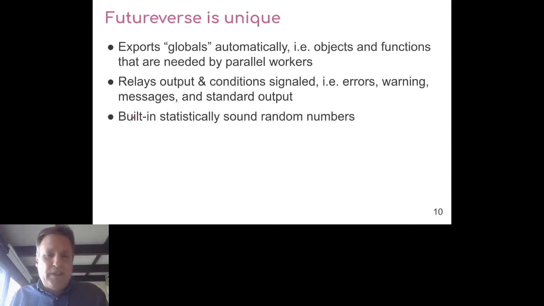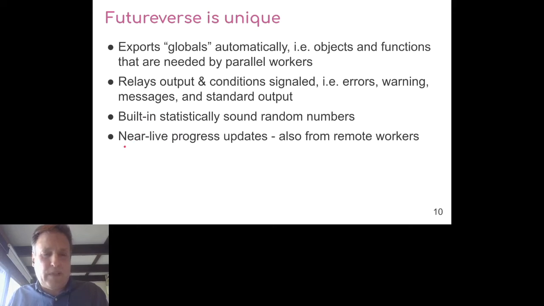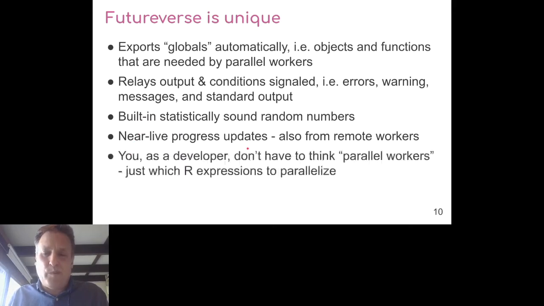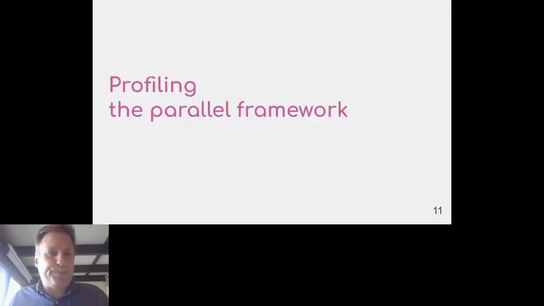It has built-in statistically sound random number generation. It can do near-live progress updates, also from remote workers. And the goal here, and this is a little bit important for understanding the design and why we don't add features, is that you as a developer shouldn't think about parallel workers. You should just think about what expressions to parallelize.